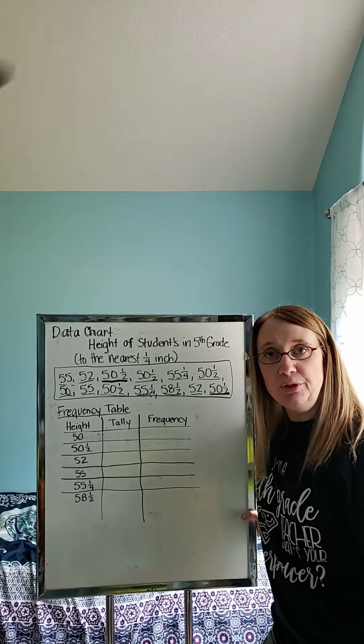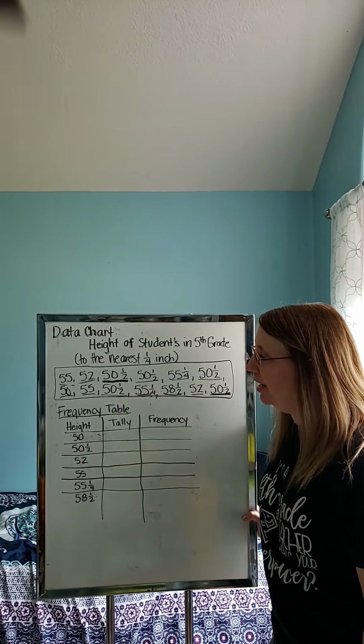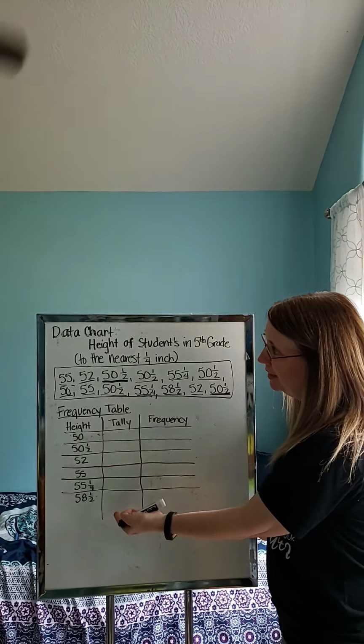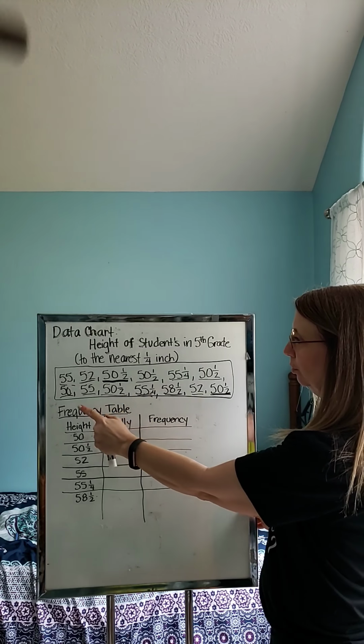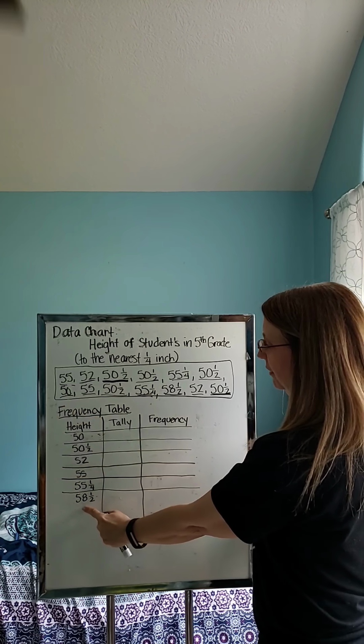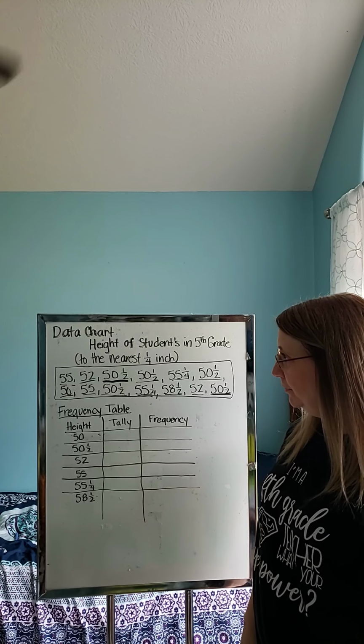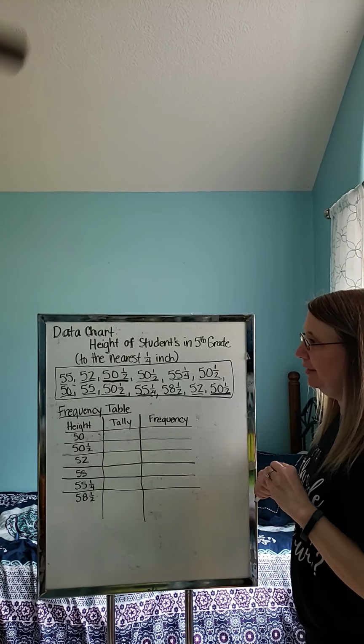One thing that can help you create the line plot is to make a frequency table from this information in the data chart. So what you would do is you put all the heights in numerical order. 50 is our lowest, right there, 50 inches. 58.5 is our highest, so I put that at the bottom, and then I put all the ones in between. So let's just go ahead and make tallies as we go through.